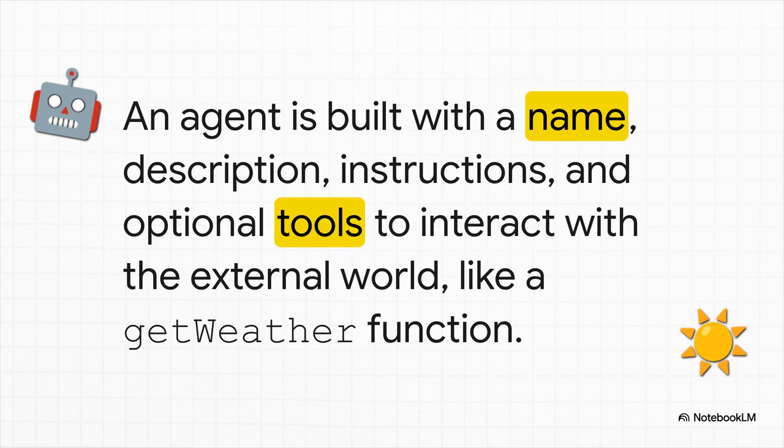So what does an agent actually look like in code? Well, it's surprisingly simple. An agent really just has a few key parts. You give it a name, a clear description of what it's supposed to do, and most importantly, you give it instructions that tell the underlying AI model how to behave. You can also give it tools like a function to get the weather so it can interact with the real world.